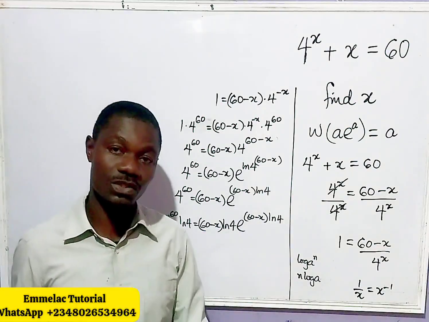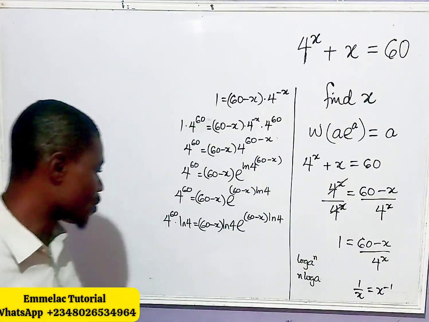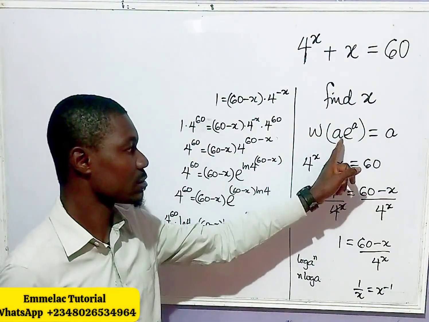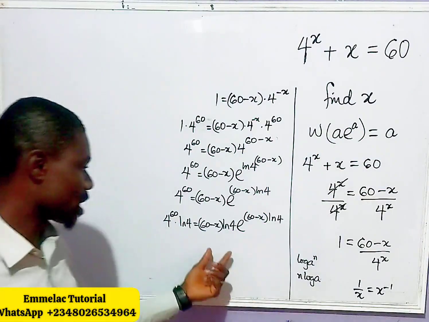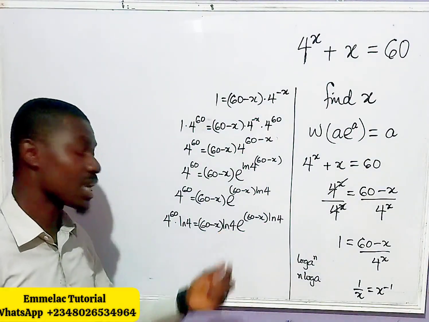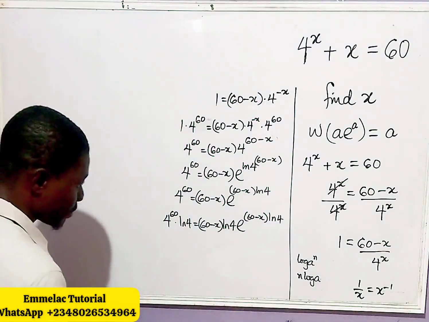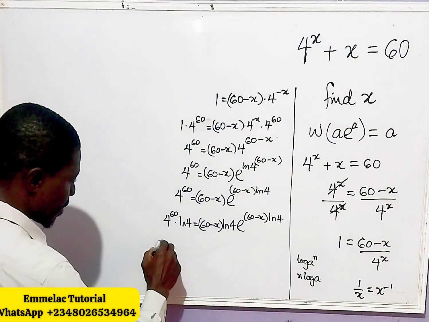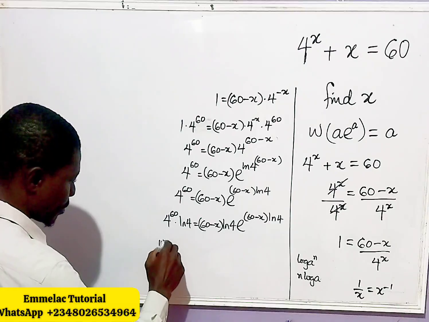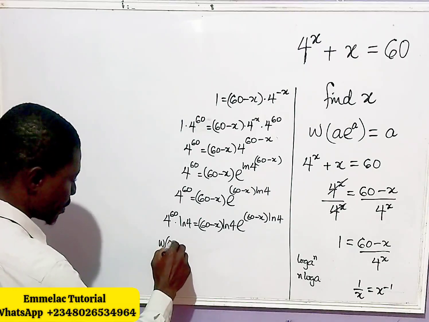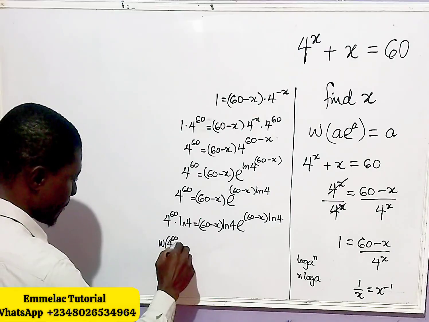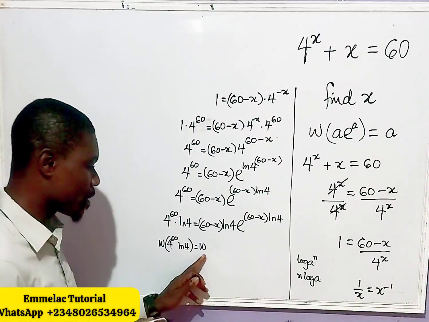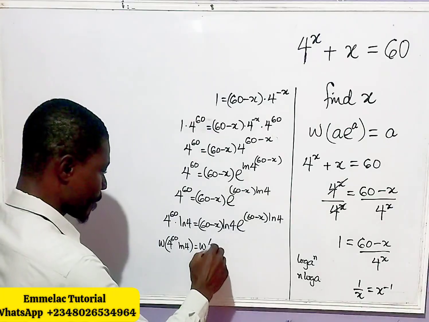So at this point now we just need to apply the Lambert W function. When we apply that, it just gives us a. But in this case it will only give us 60 minus x ln 4. So by doing that, we apply here 4 raised to the power of 60 ln 4, then we apply the Lambert W function to all of this.